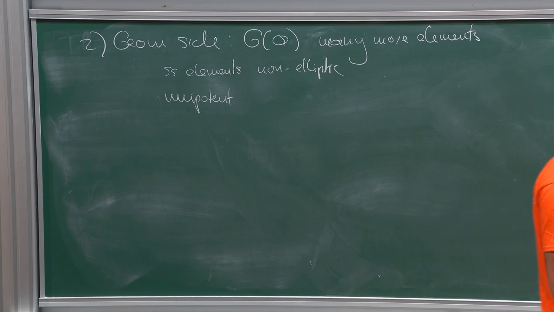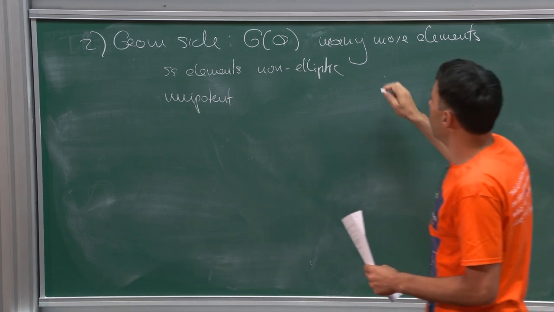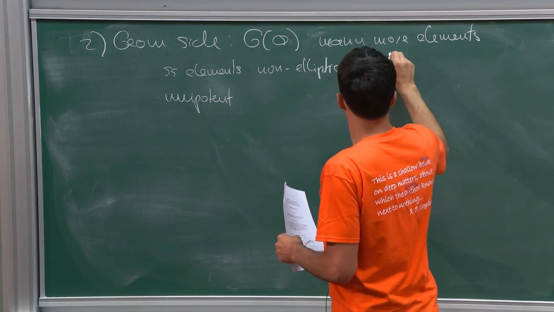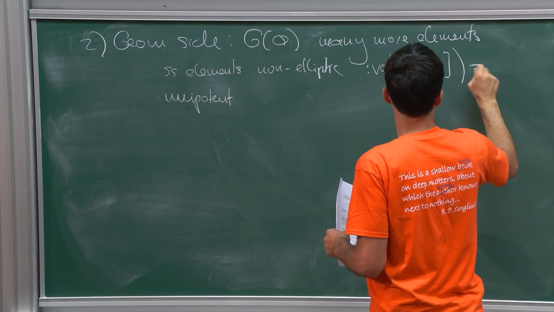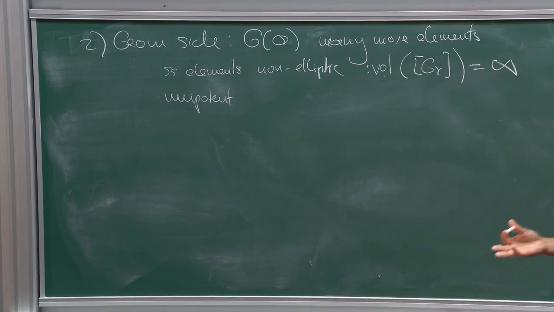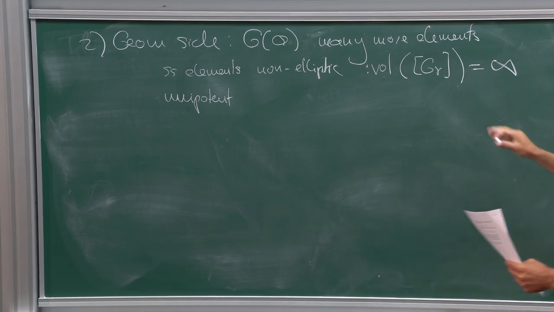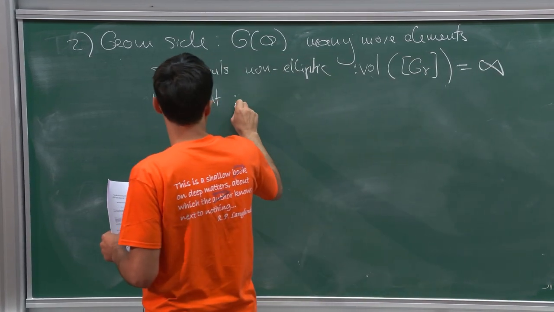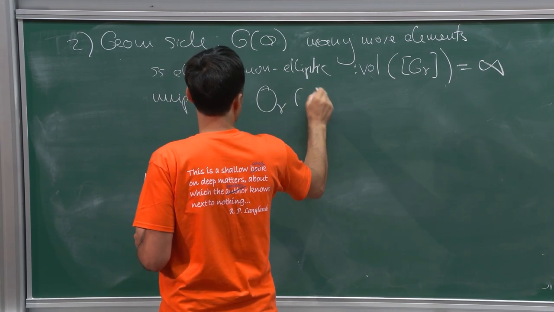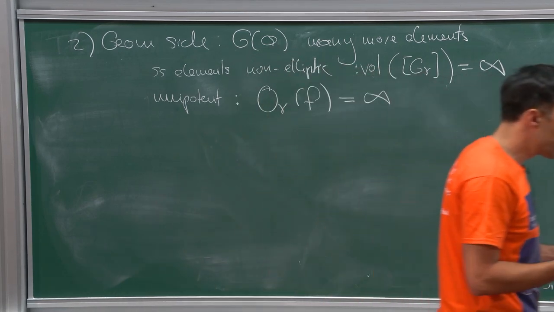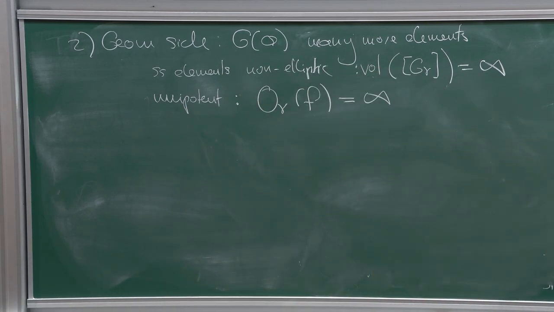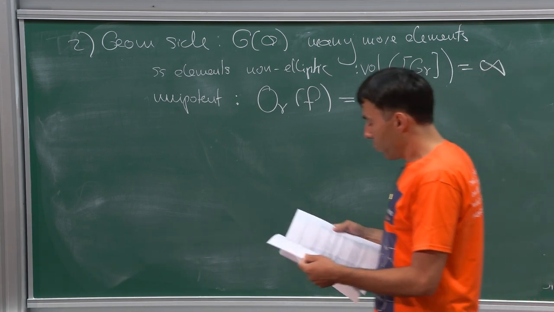So what kind of trouble do these kinds of elements cause? Well, the non-elliptic semi-simple elements will cause the trouble that the volume of the corresponding centralizer is going to be infinite. And the unipotent elements are going to cause the problem that their orbital integral is going to be infinite. So there is trouble on both sides of the trace formula, and of course those troubles are related. So what does one do?